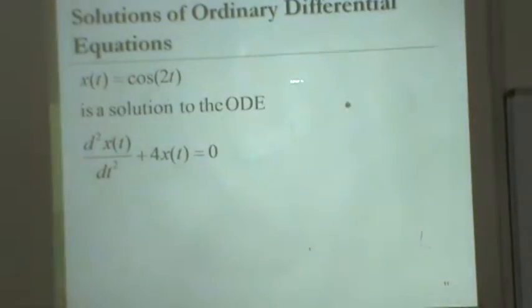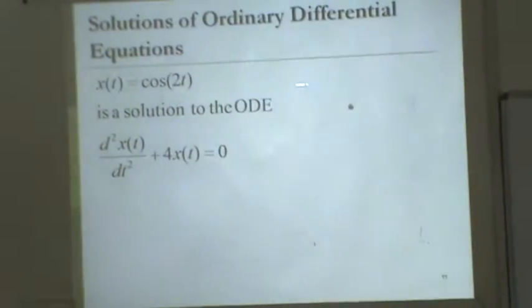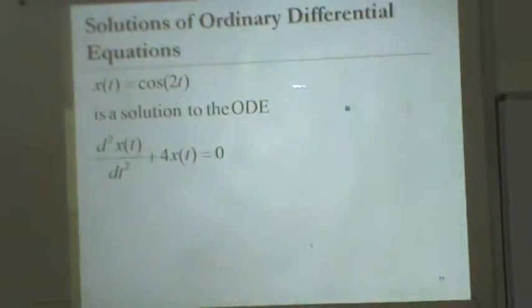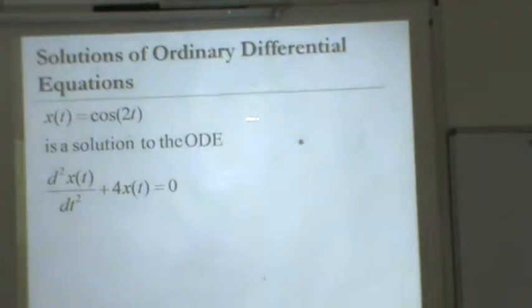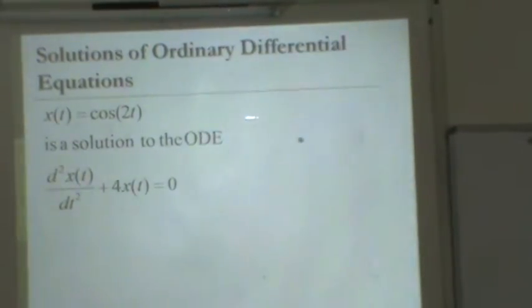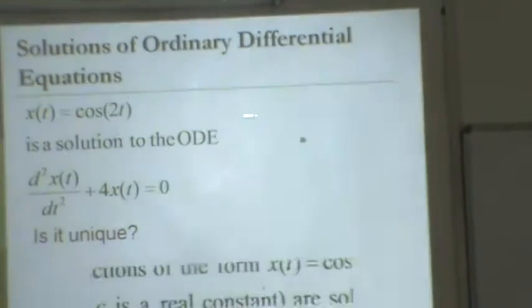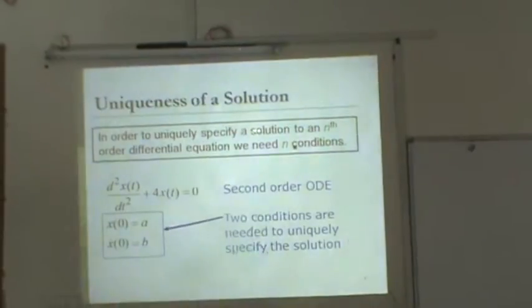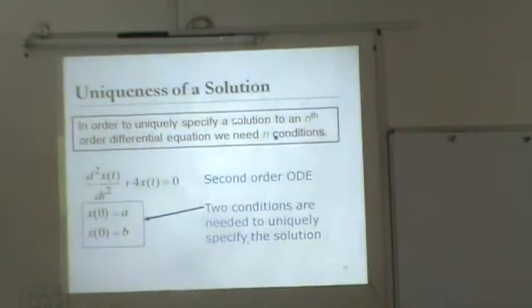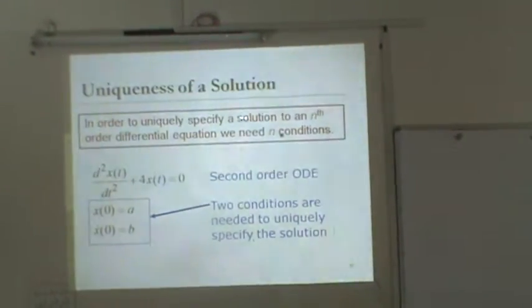This is the solution of an ordinary differential equation. It is a second order differential equation and the solution is a particular solution. I already told you a particular solution can be obtained from the general solution. And the most important thing as far as differential equations are concerned is the uniqueness of the solution.